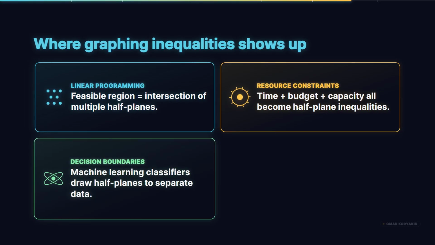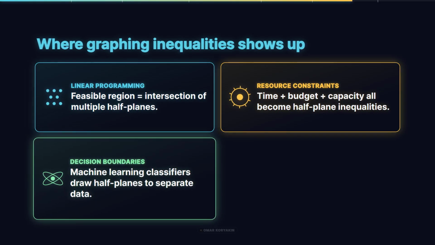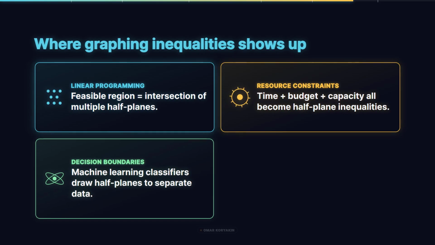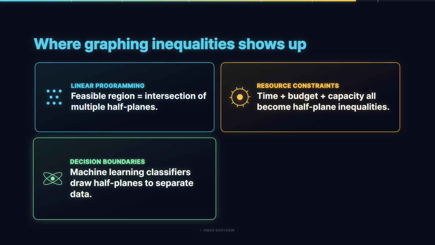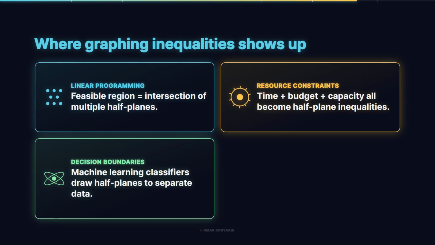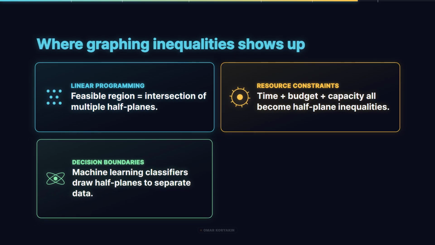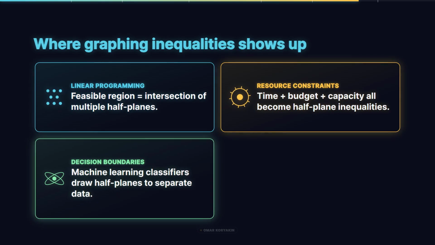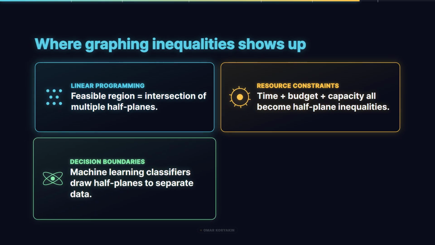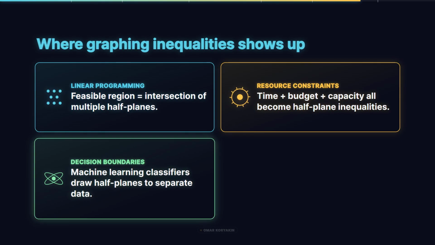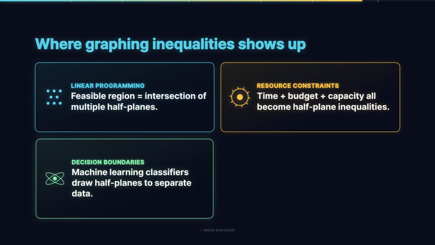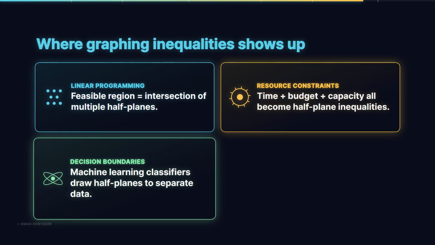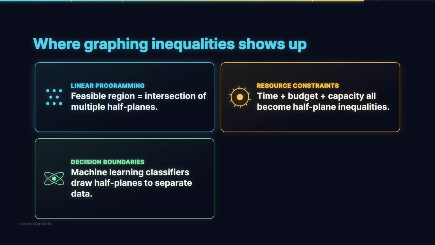In machine learning, a linear classifier draws a decision boundary as a line on the feature plane and assigns each data point to one of two classes based on which half-plane the point lies in. The simplest classifier, the perceptron, is exactly a half-plane in the feature space. More sophisticated classifiers like support vector machines extend the half-plane idea to higher dimensional feature spaces, but the foundational geometric picture is the same. The half-plane visualization is the gateway to all of supervised learning.